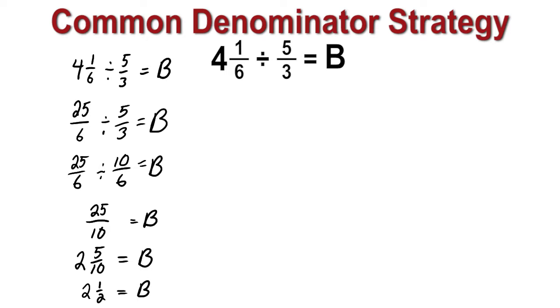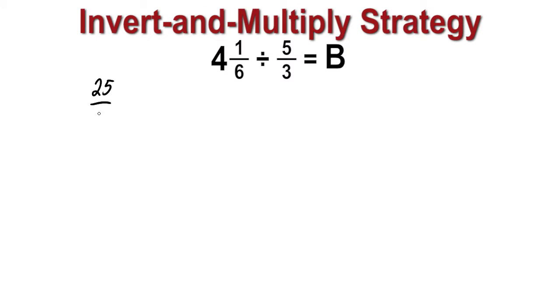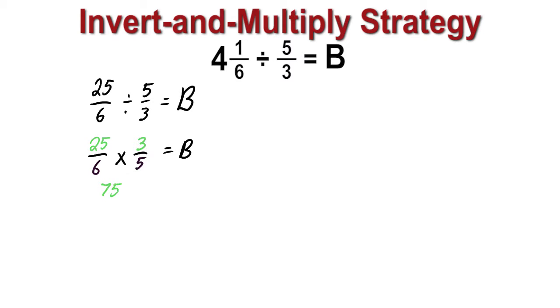We can check by multiplying. 5/2 times 5/3 equals 25/6, which is equivalent to 4 1/6. We got it correct. Another strategy would be the invert and multiply strategy. 25/6 divided by 5/3 equals b. Invert the divisor 5/3 to 3/5 and multiply. So 25/6 times 3/5 equals b. 25 times 3 equals 75, and 6 times 5 equals 30. So we have 75/30 equals b.